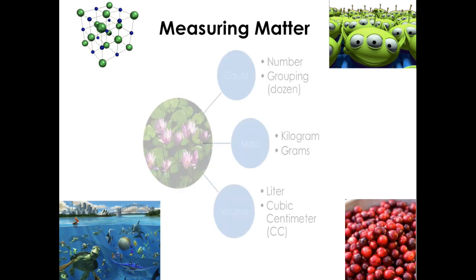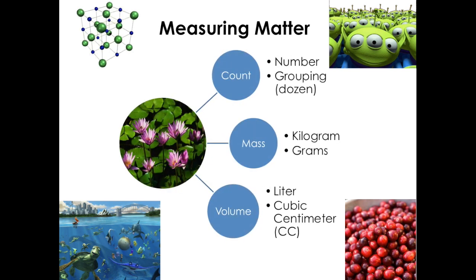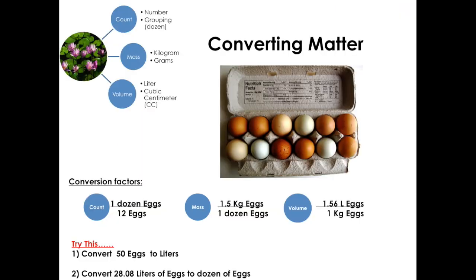Measuring matter. Matter can be measured by count, using numbers or grouping, like a dozen; by mass, in kilograms or grams; and by volume, in liters or cubic centimeters. We can also convert matter from one unit to another just by having the proper conversion factors. Here, I'm providing the conversion factor from 1000 X to X, that is 1 to 12, from 1000 X to kilograms, that is 1 to 1.5 kilograms, and the conversion from 1 kilogram to 1.56 liters of X.